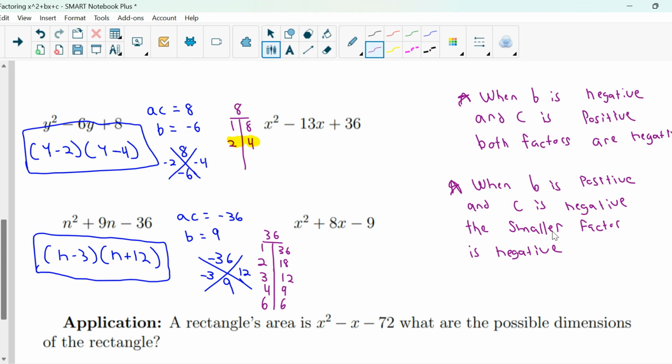All right, so just a couple rules and a lot to think about. Factoring is one of those concepts. It may seem very difficult at first, but with a little bit of practice, you guys will get it down.